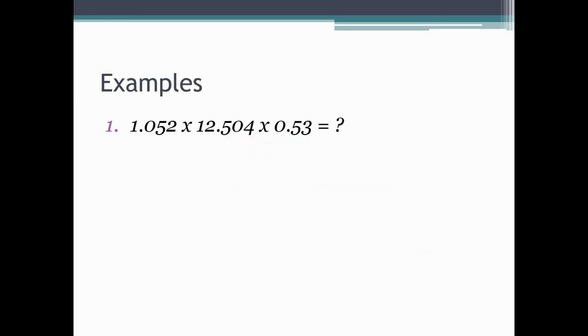So looking at example number 1 here, we have 1.052 times 12.504 times 0.53. Plugging this into our calculator, we are going to get 6.97173... It goes on forever. But we can't write this whole number down. This is not correct. If we look back at our measurements, this first one here, let's count up our SigFigs. This is a non-zero. This is a sandwich 0, non-zero, and non-zero. So here we have 4 significant figures.